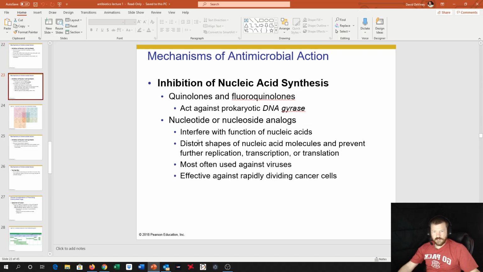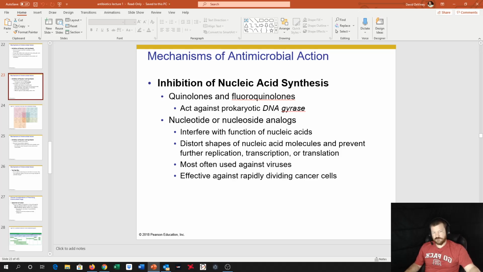So we have these things called quinolones or fluoroquinolones. Remember when we talked about DNA synthesis, we talked about an enzyme called gyrase. Gyrase prevents the supercoiling of the DNA molecule. Well, if you can act against that, then the DNA molecule will supercoil and it'll shear off, break itself, and that will stop it from doing what it normally does.